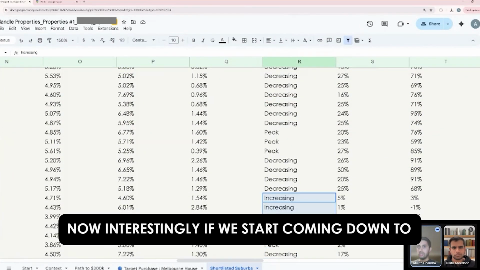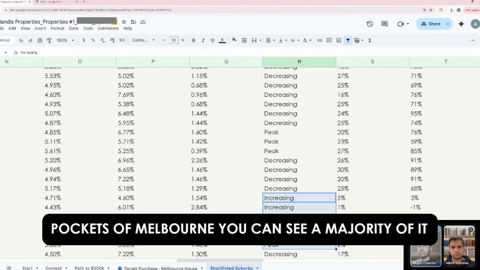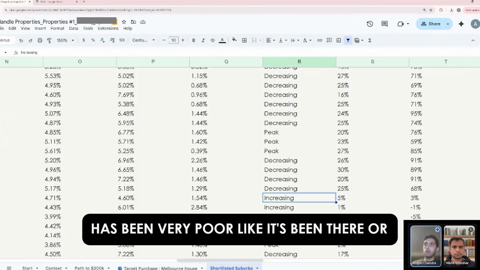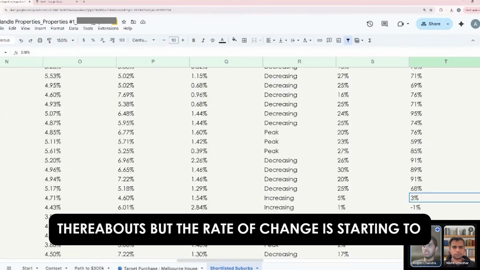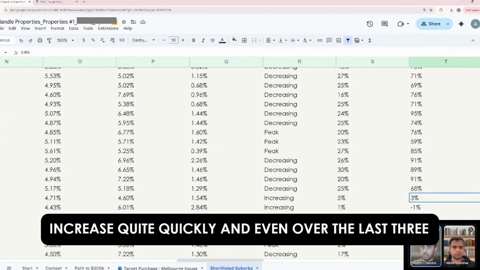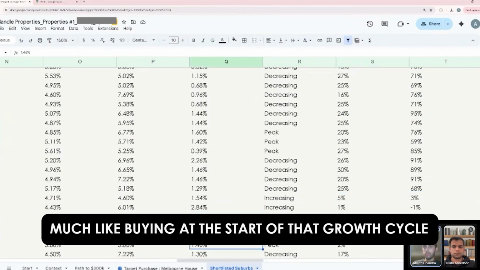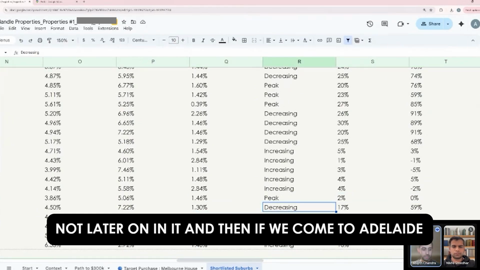Now, interestingly, if we start coming down to pockets of Melbourne, you can see a majority of it is starting to increase. The last 12-month growth has been very poor, it's been there or thereabouts, but the rate of change is starting to increase quite quickly. And even over the last 3 years, it's barely grown. So this means we're very much buying at the start of that growth cycle, not later on in it.